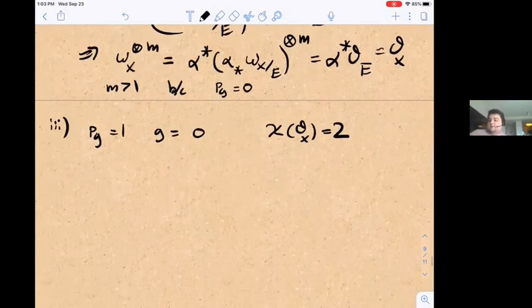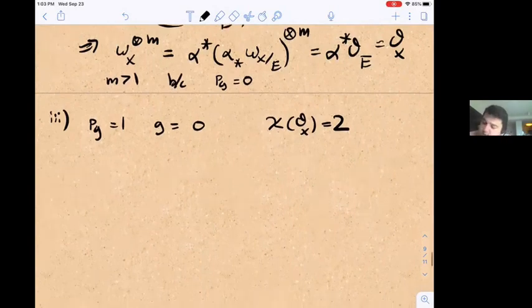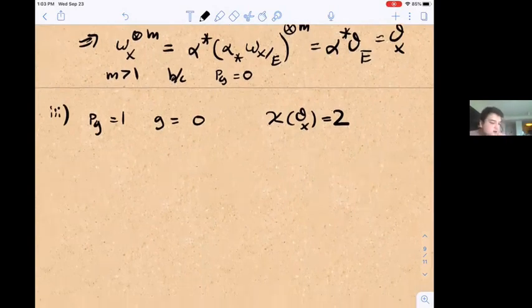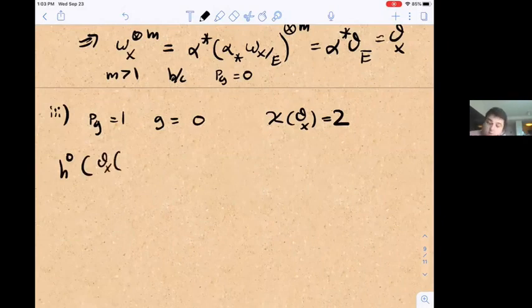Okay, so now we're looking at PG equals 1 and q equals 0. In this case, the Euler characteristic is 2. So here, we're going to see that actually K itself is trivial. So we're going to run the same type of argument where we want to show that both K and minus K have sections. So we know K has sections because PG is 1. So we're assuming K has sections, and so we want to show that minus K has sections.